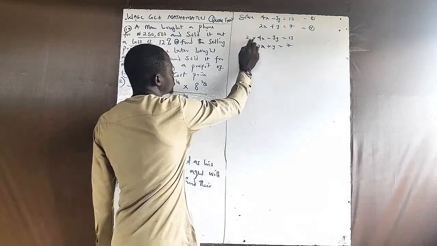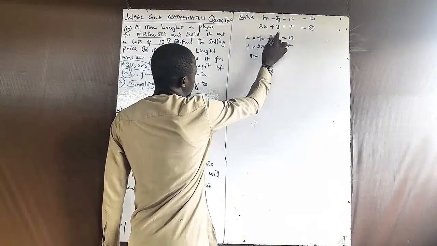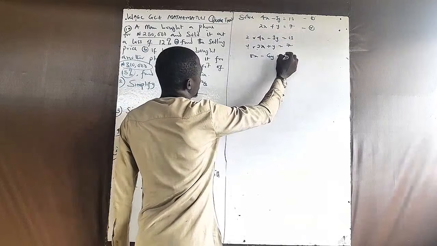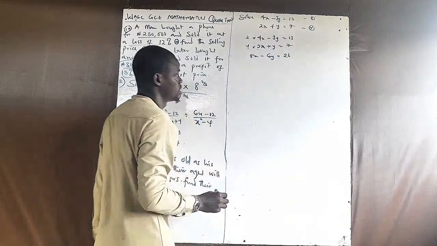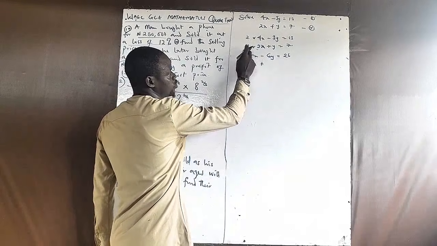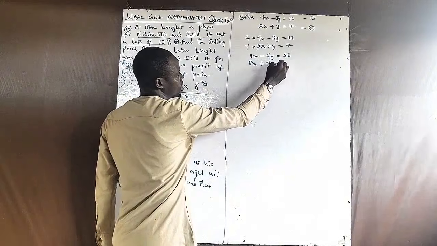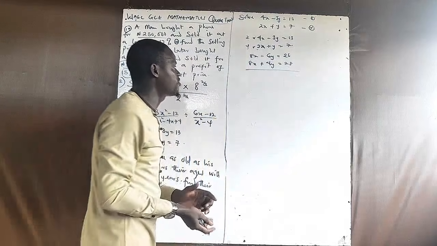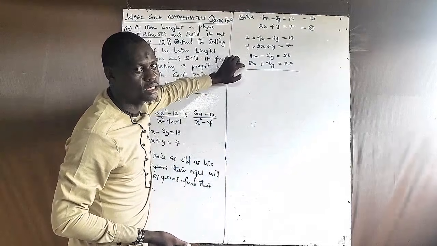So 2 times 4, I have 8x. 2 times here, I have minus 6y equals 2 times 13, I'm going to be having 26. Now, 4 times 2, I'll be having 8x, plus 4 times y, I'll be having 4y equals 4 times 7, I'll be having 28. Now I've been able to make the coefficient of x equal.